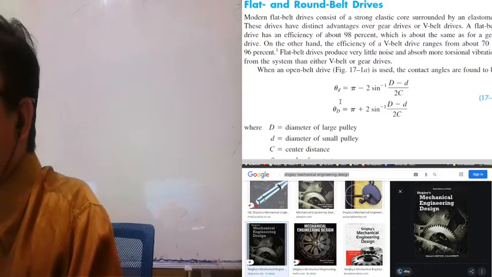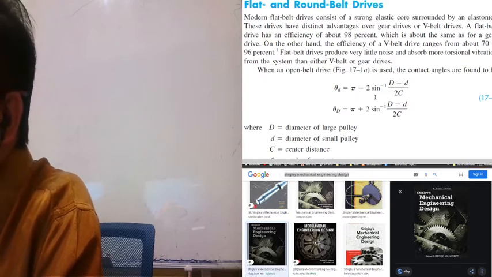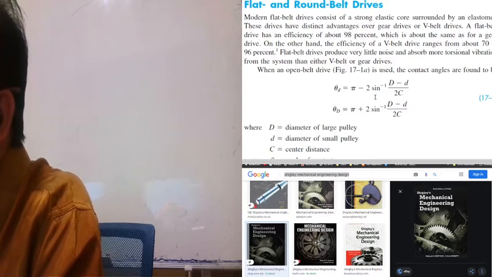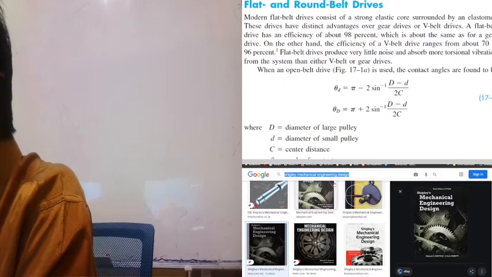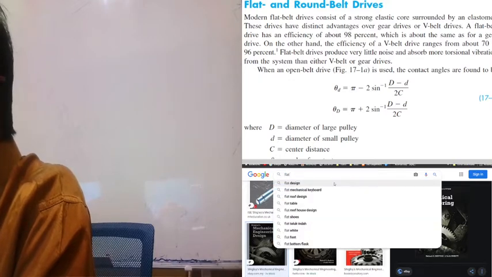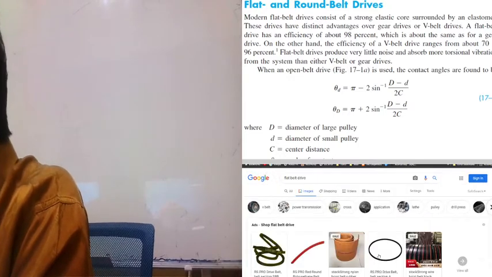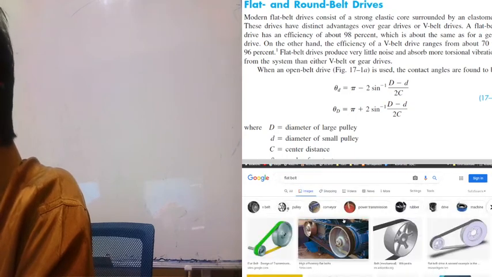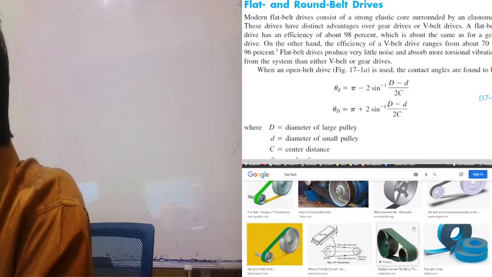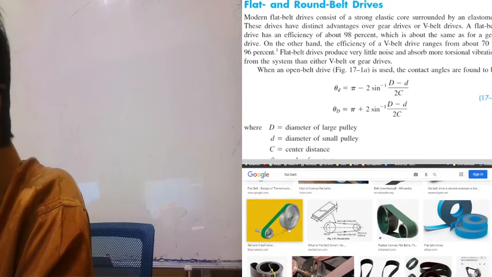Now, first of all, let's recap the different images of flat drive, round belt drive, and also V-belt drive. We just open Google images. See here, flat belt drive. So these are the images of flat belt. You can see this is the flat belt, and of course the geometry is flat.